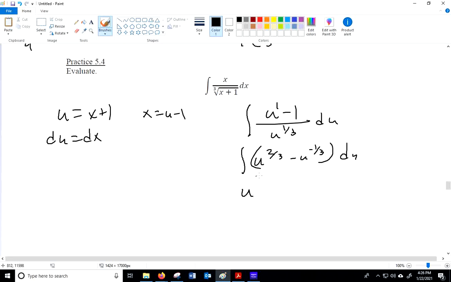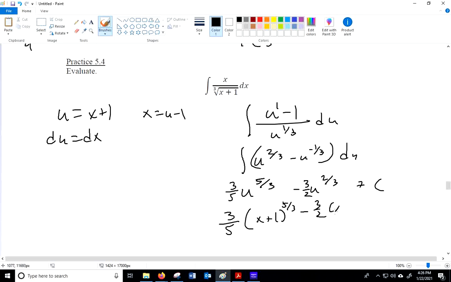We'll integrate and get u to the 5/3 times 3/5 minus u to the 2/3 times 3/2 plus c. So our final answer is 3/5 (x plus 1) to the 5/3 minus 3/2 (x plus 1) to the 2/3 plus c. Just a quick note, if you try and take the derivative of something like this to check your answer, it's going to be somewhat yucky. You would actually have to do some factoring out first to try and make it look right.